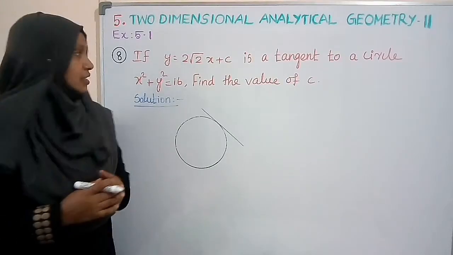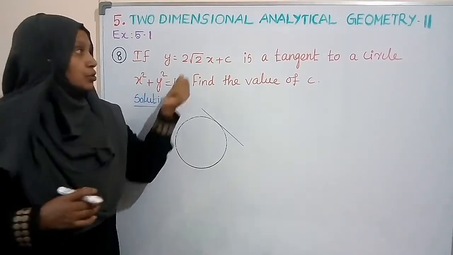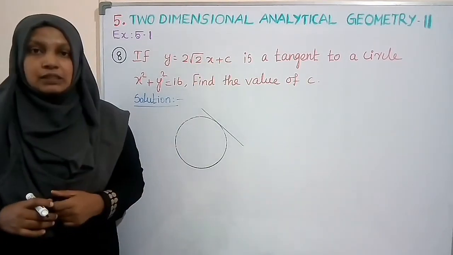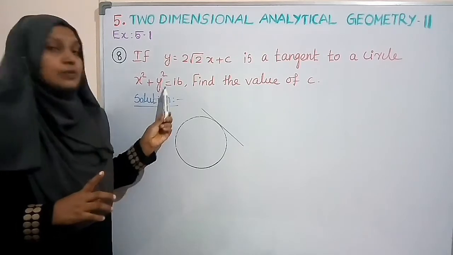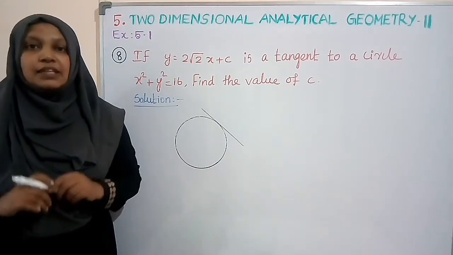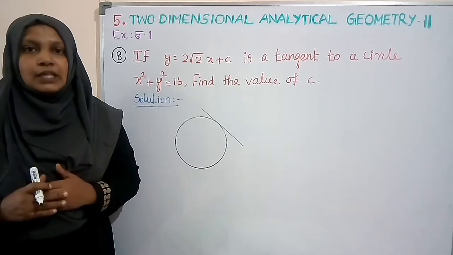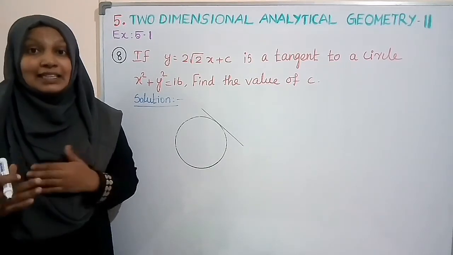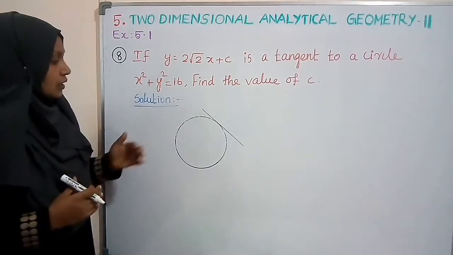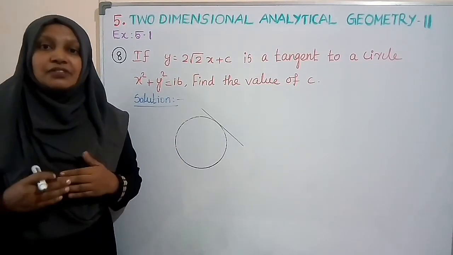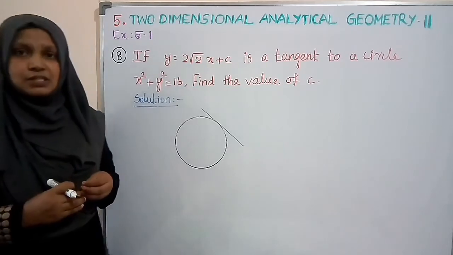Question number 8. If y is equal to 2 root 2 x plus c is a tangent to a circle, x square plus y square is equal to 16, then find the value of c. So here you must know one condition. A circle and a straight line are given. We have to check whether that line is a tangent to the circle.